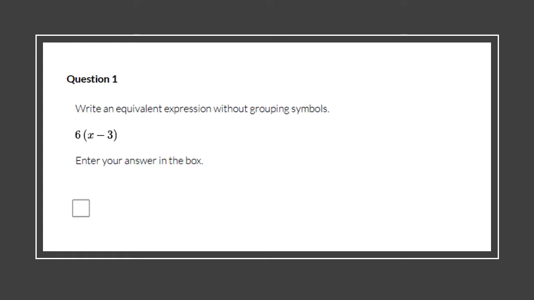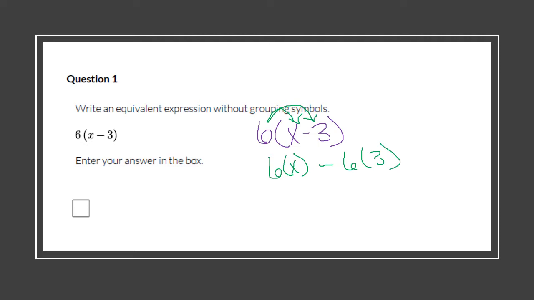So our first problem is: write an equivalent expression without grouping symbols. So we're going to go back to where we learned about the distributive property. And when you use the distributive property, remember that we hand it out to everything inside those parentheses. So we're going to multiply 6 times x, keep the sign in the middle, and then multiply the 6 times 3. So 6 gets handed out to everybody. So I can rewrite this as 6x minus 6 times 3 is 18.